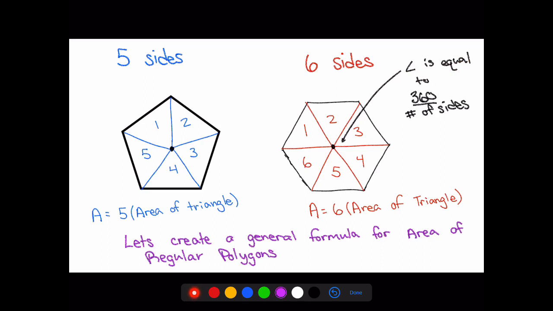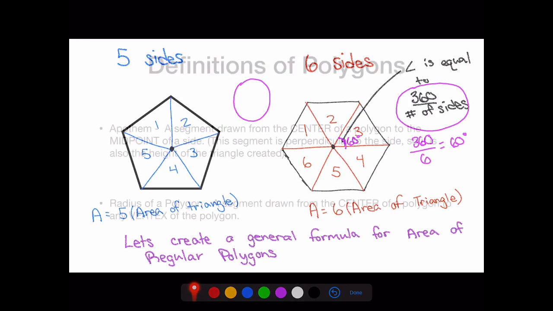So if I ever want to find any of these angles here, which will play a very key role in just a minute, all we need to do is 360. That's how many degrees are in a full circle, right? 360 divided by the number of sides. So in this case, I have 6 sides. That means that this angle would be 60 degrees, because we have 360 divided by 6, which is equal to 60. Now, let's go ahead and create a general formula for the area of regular polygons.